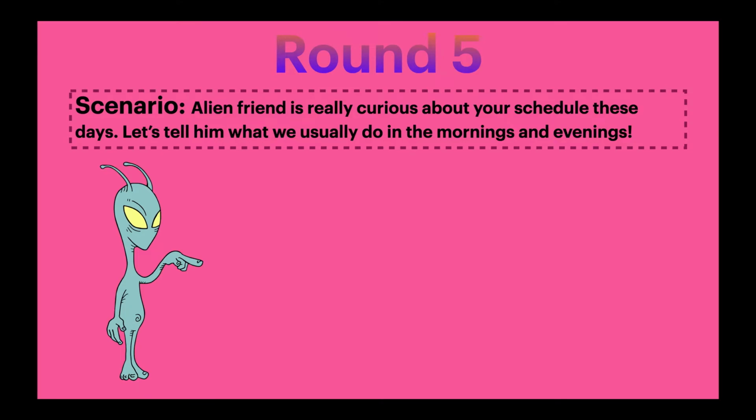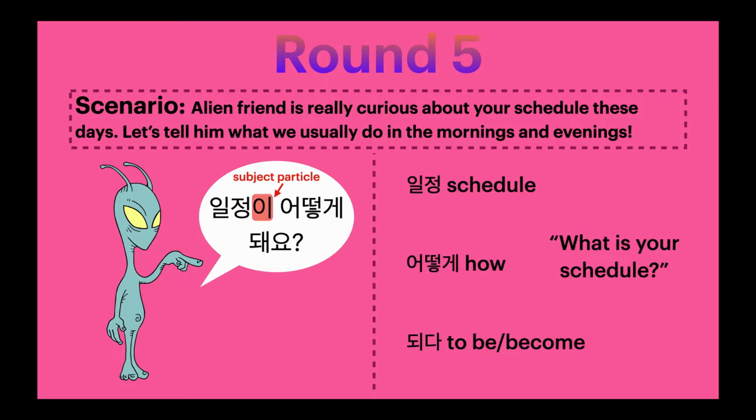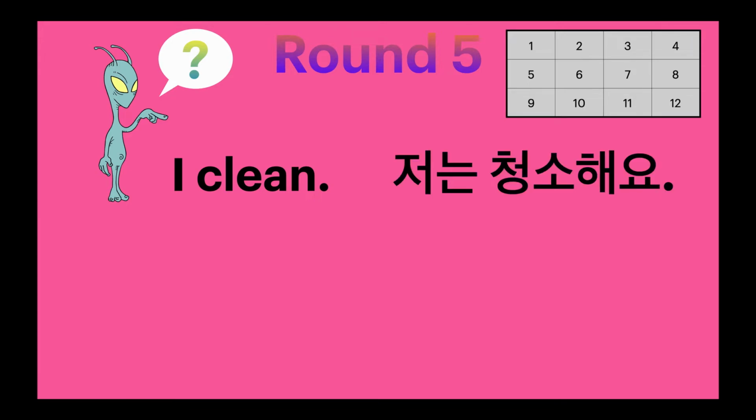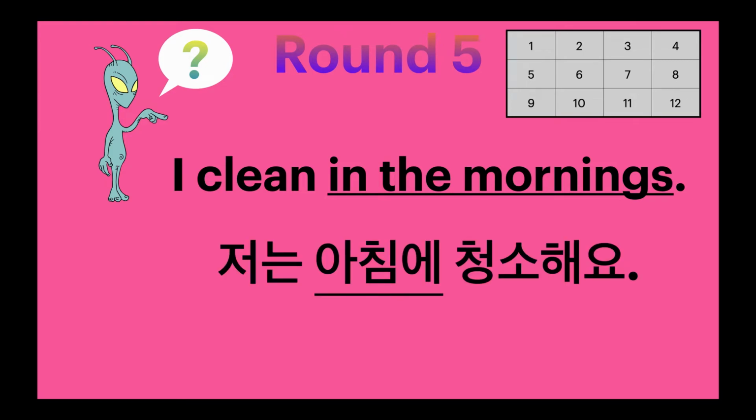Alien friend has been really curious about your schedule these days. Let's tell him what we usually do in the mornings and the evenings. 일정이 어떻게 돼요? 일정 is the word for schedule, and in case you want the notes for how this question is formed, here you go. Let's go ahead and start with I clean. 저는 청소해요. I clean in the mornings. 저는 아침에 청소해요.